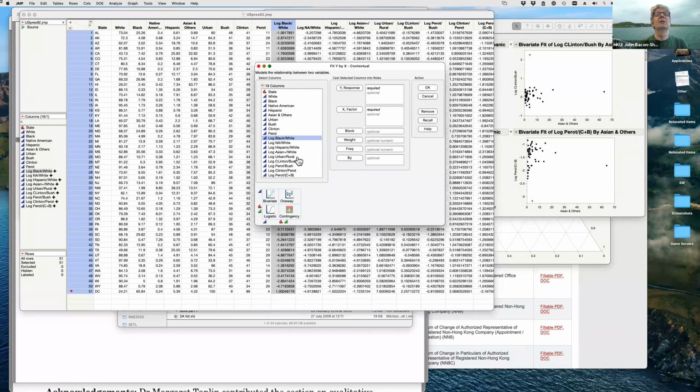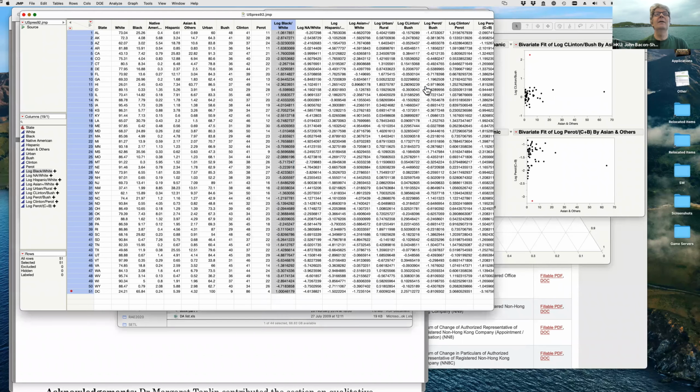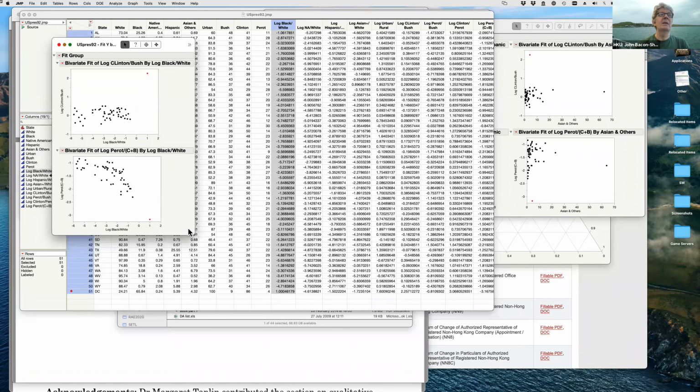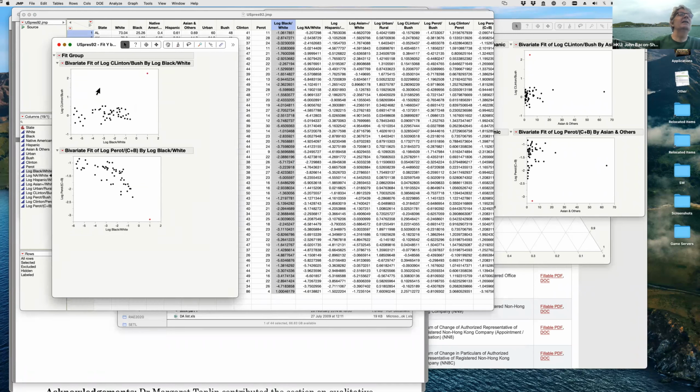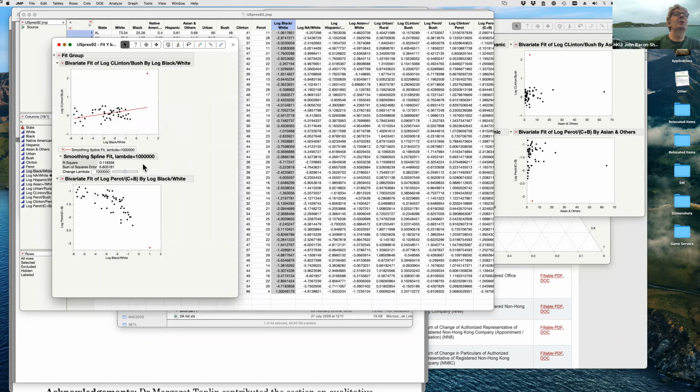So how well did Clinton do versus Bush, and how well did Perot do compared to the pair of them, against log of black versus white? As I said, surprisingly, it doesn't seem to make that much difference for Bush versus Clinton on the face of it. But if you look at it here, maybe that's not quite right. You can see there is some evidence, although that's probably biased by DC.